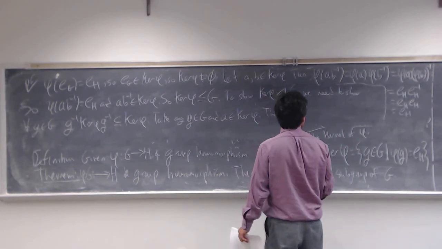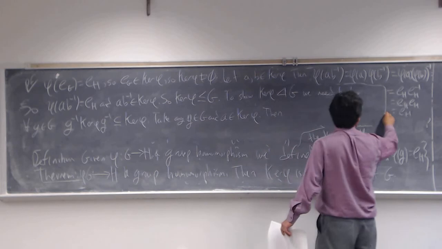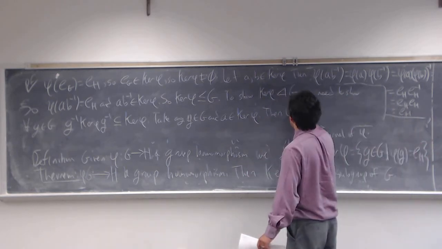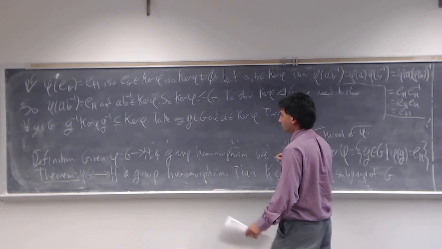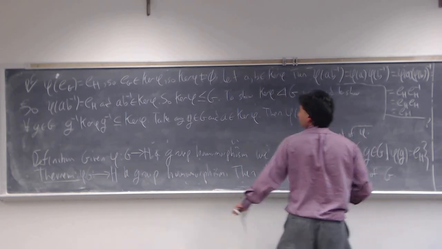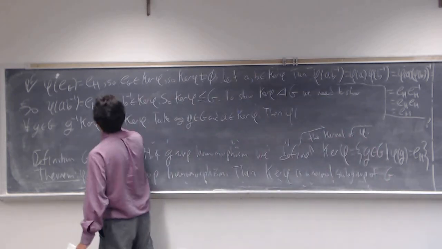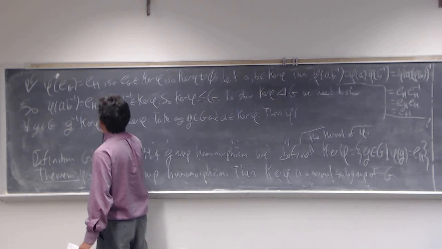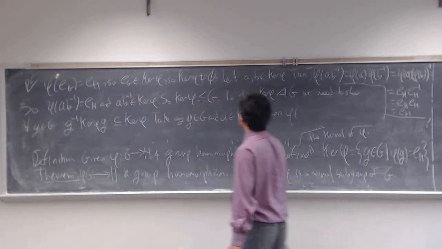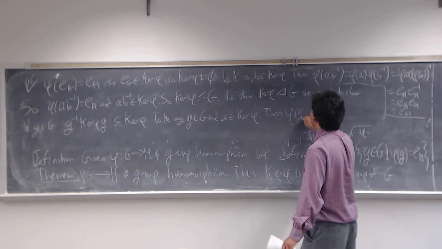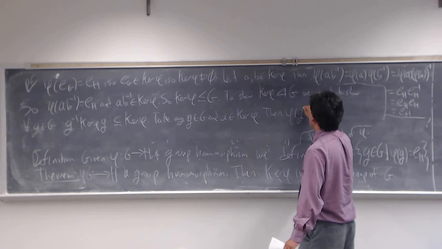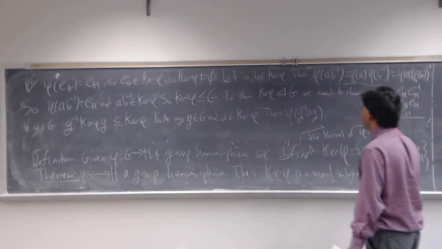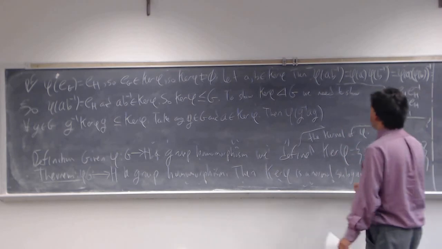Then what will we have? We'll have phi of... well, let's try to show this is in the kernel. So I'm trying to show, here's an erasure, this is G inverse kernel phi G, right? Conjugation by G. So then phi of little g inverse AG. Let's see what that equals.